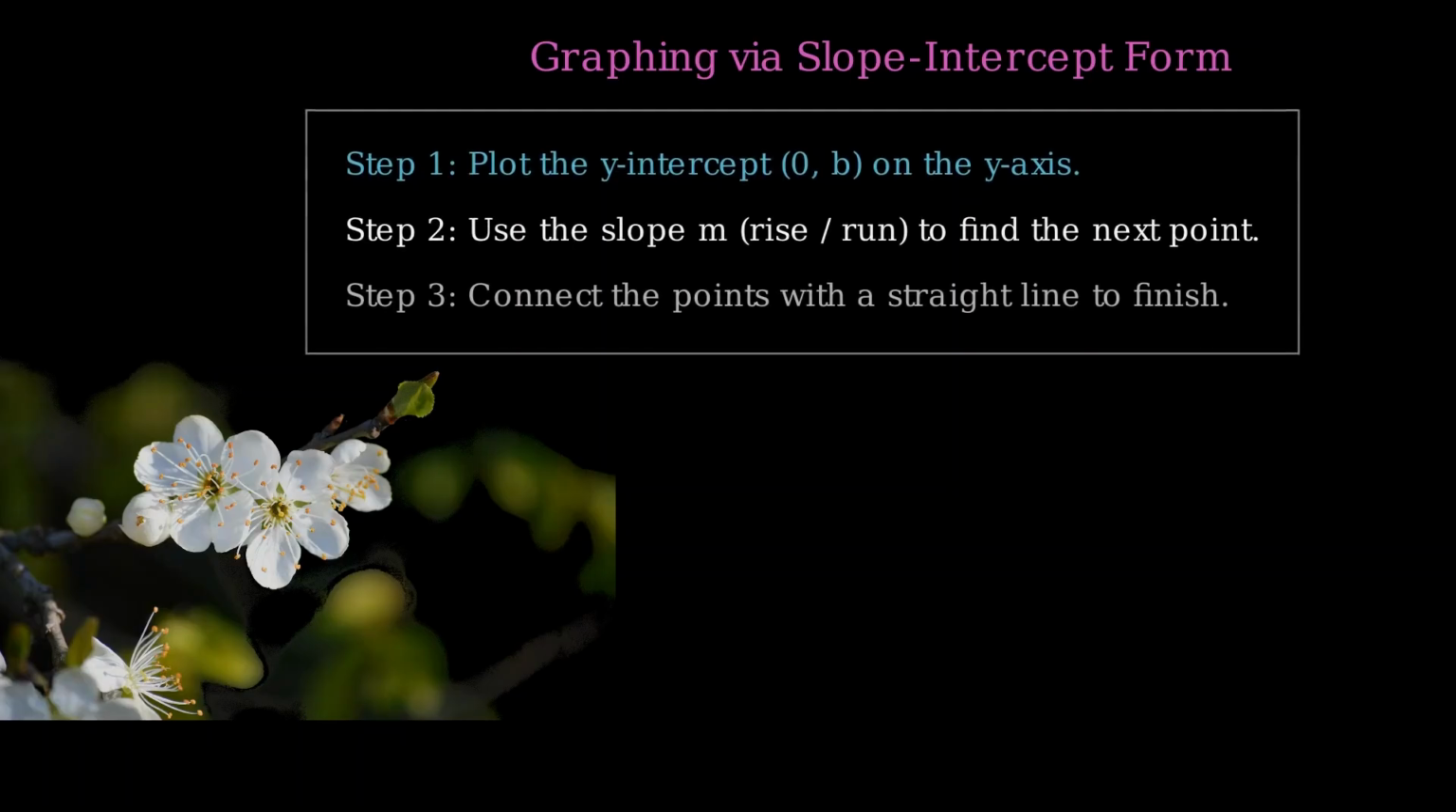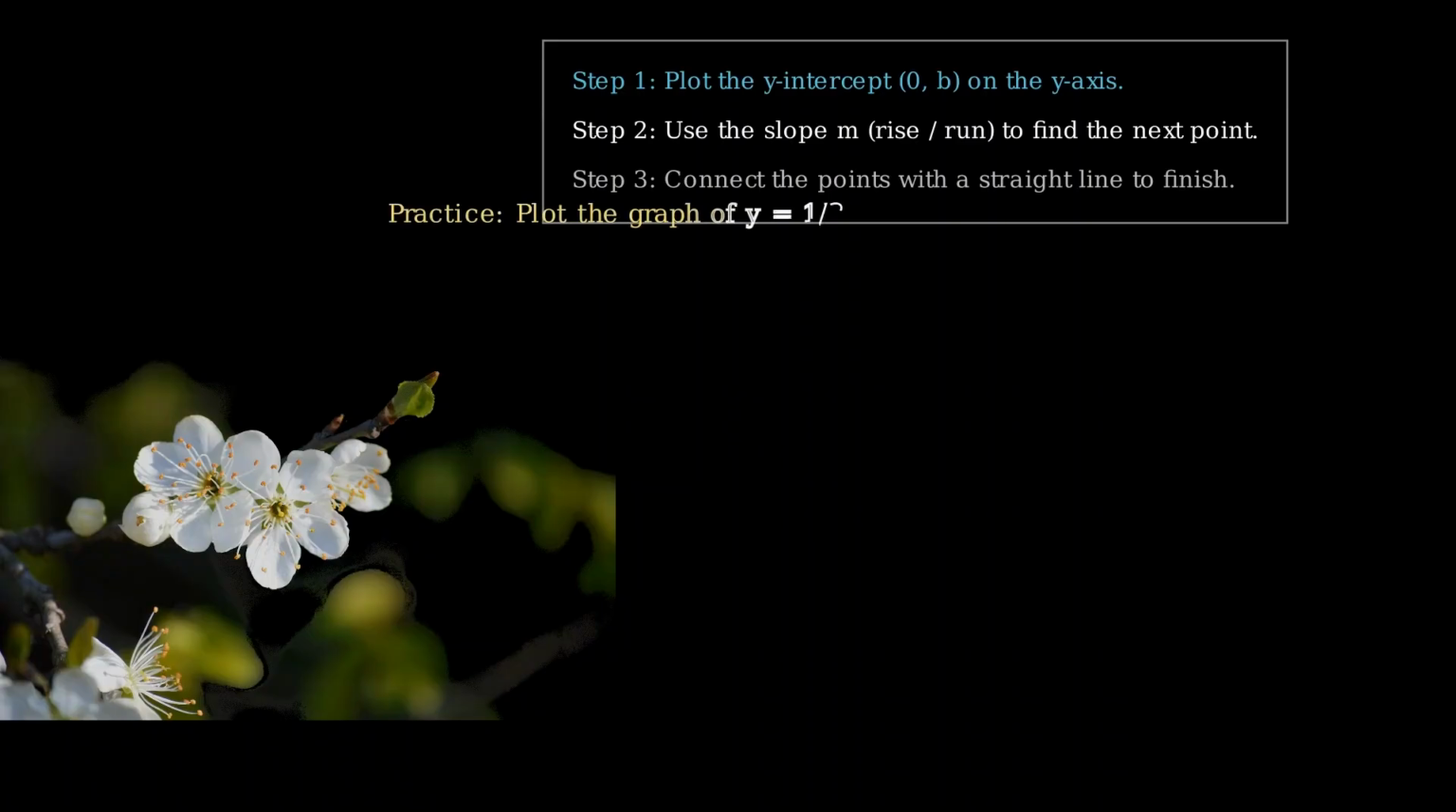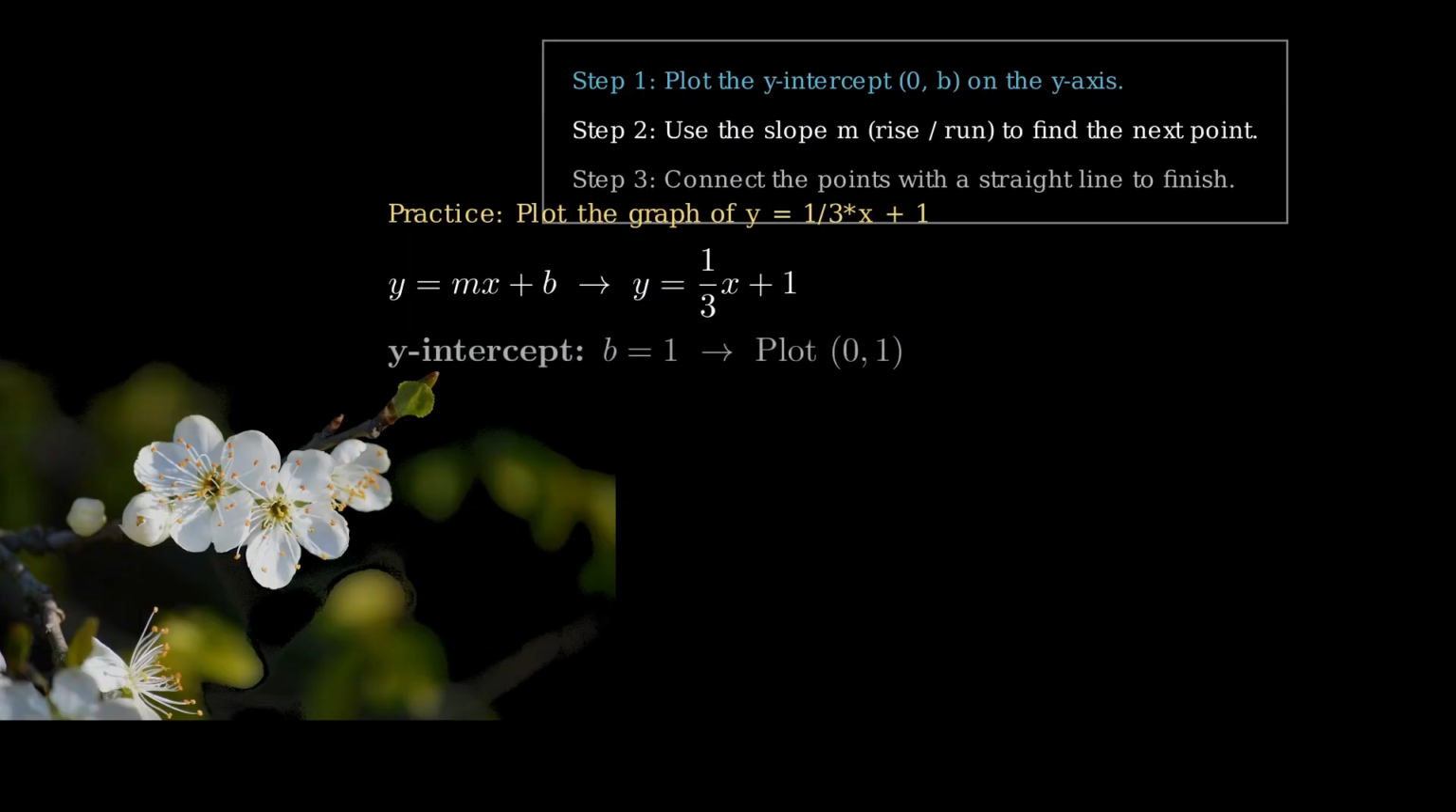To plot the graph of a linear equation in slope-intercept form, we begin by identifying the y-intercept and plotting that point first. From there, we use the rise over run definition of the slope to find a second point and connect them with a straight line. Let's solve our practice problem. Plot the graph of y equals 1 over 3x plus 1.